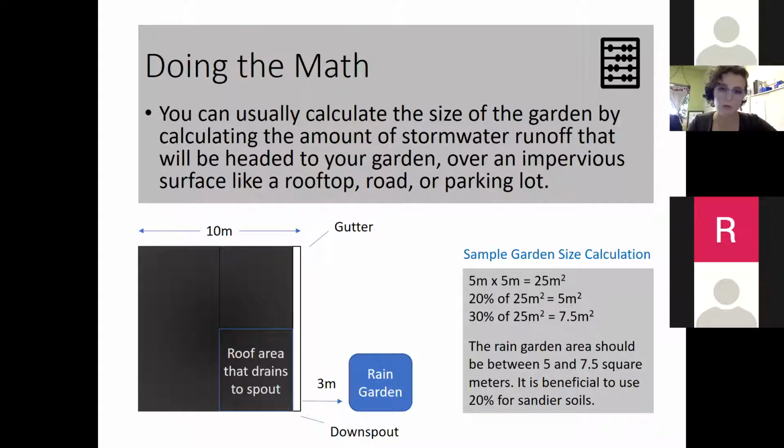This is a good rule to follow and a good process of calculating, since rain gardens should account for about 20 or 30% of the area that's draining into the site that you hope to be putting GI projects. It's also beneficial to use 20% for sandier soils. So this is where knowing the soil type and soil composition is very important as well.